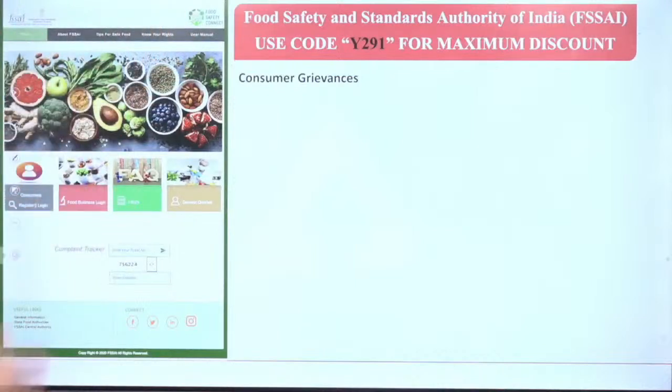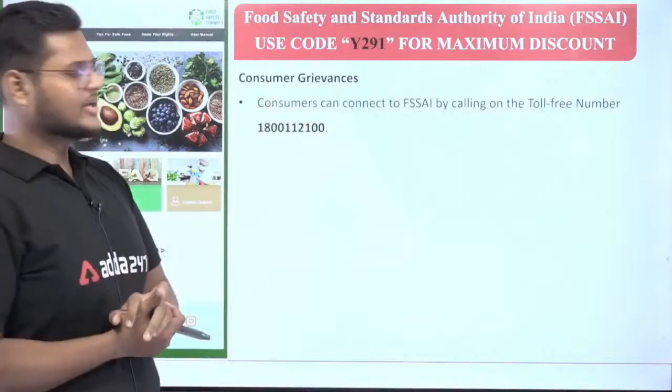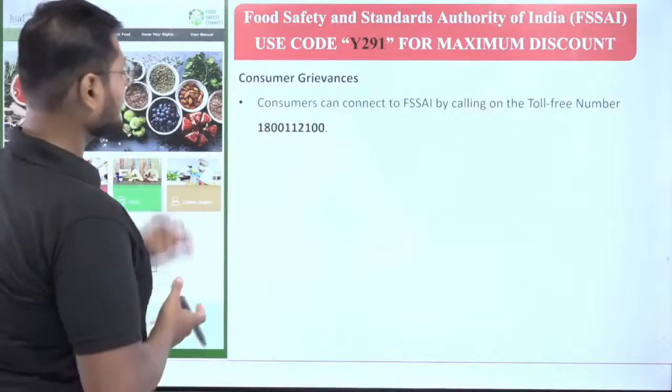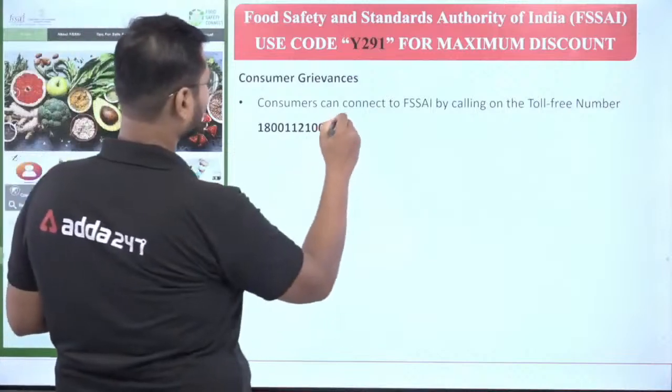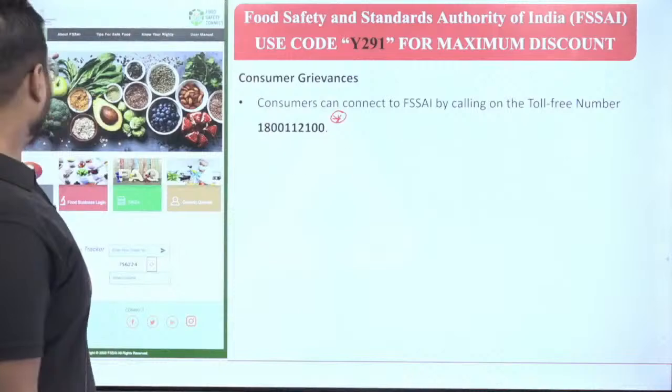Okay, you can track your complaint, you can log in as a food business operator, you can log in as a consumer. You can post your complaint here. So what are the main points here? Consumers can connect to FSSAI by calling on the toll free number 1800 112100. So this is the toll free number here, you have to remember it.